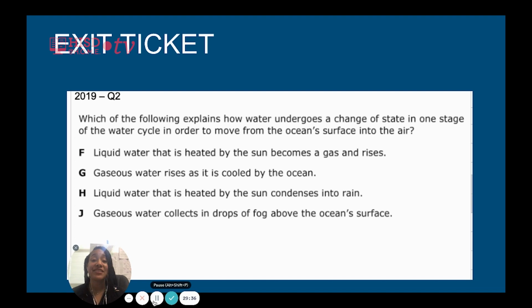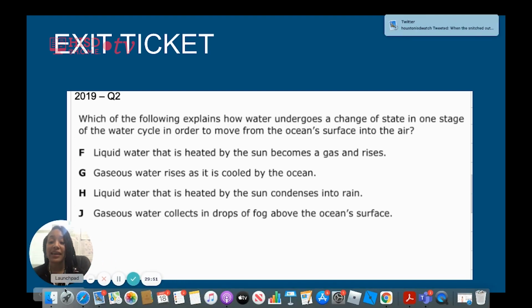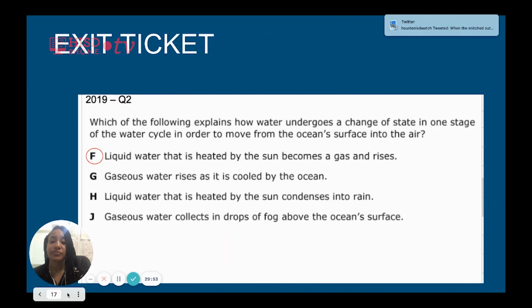Correct. The correct answer to this question, the correct definition of evaporation, is letter F. Liquid water that is heated by the sun becomes a gas and it rises. So that's how we get water from the ocean back into the atmosphere. Again, that letter is F.